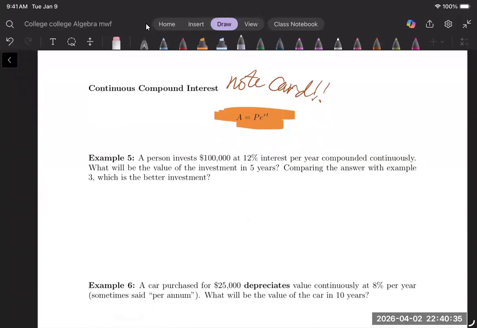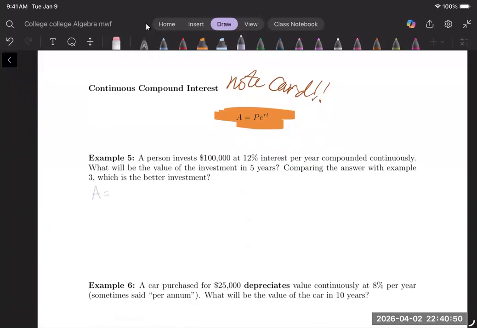Okay, so a person wants to invest $100,000 at 12% interest per year compounded continuously. What will be the value of the investment in 5 years? Comparing the answer with the example in 3, which is the better investment?